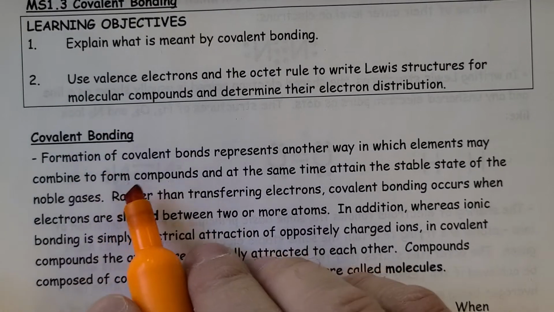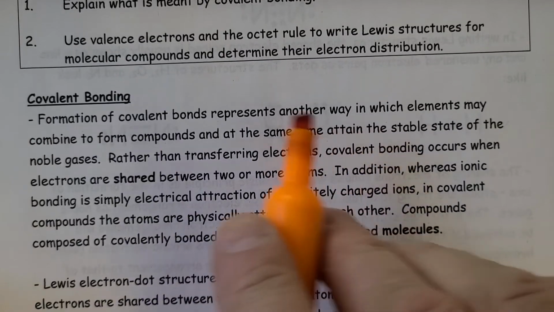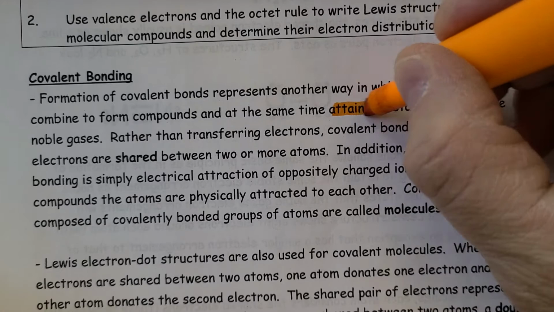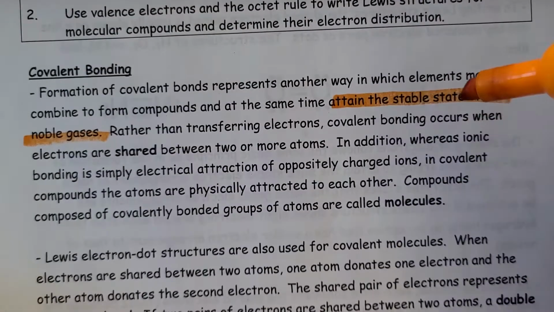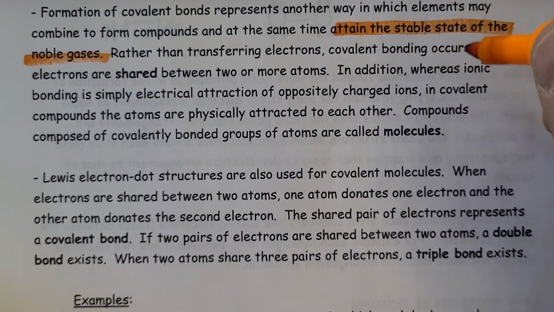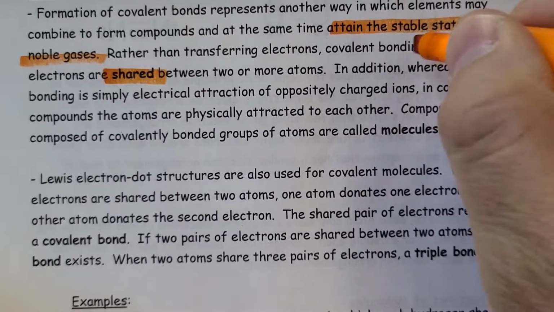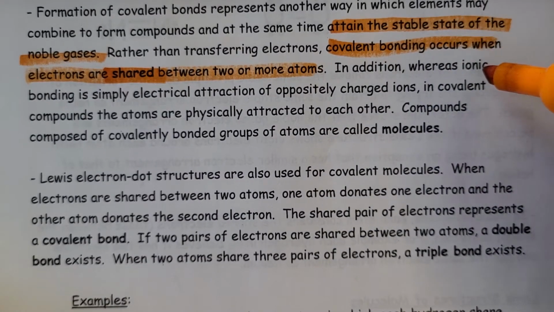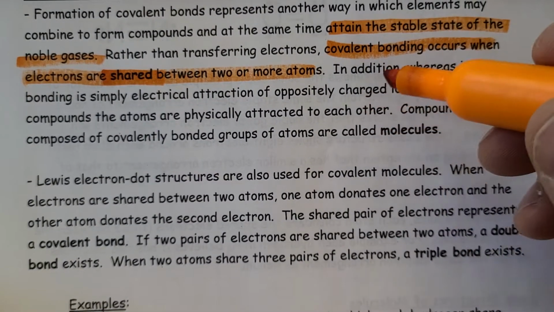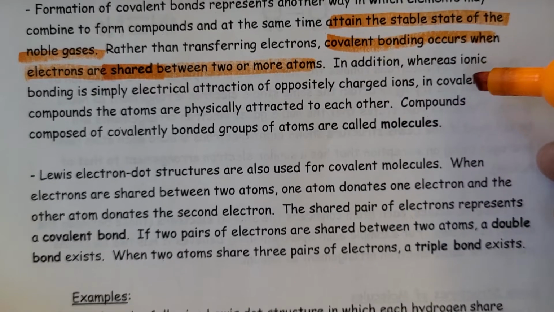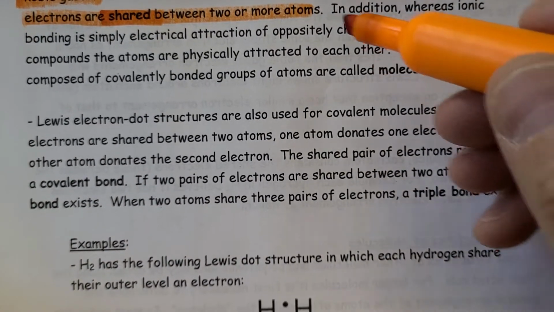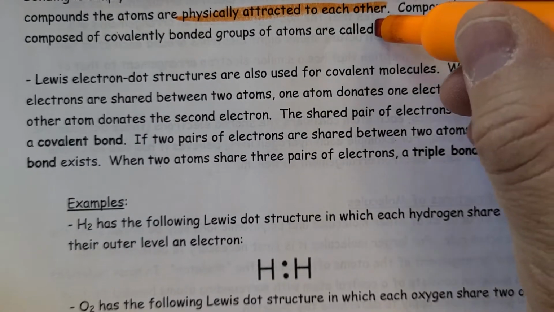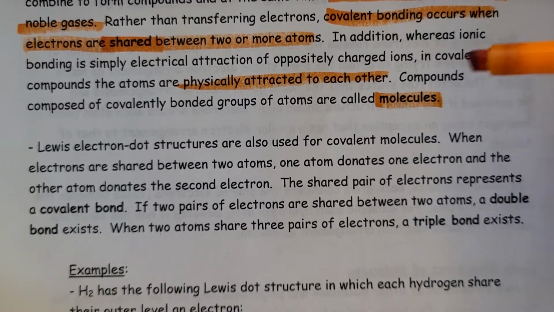So formation of covalent bonds represents another way in which elements may combine to form compounds and at the same time get that stable state that noble gases have. Rather than transferring electrons, covalent bonding occurs when electrons are shared between two or more atoms. In addition, whereas ionic bonding is simply electrical attraction of oppositely charged ions, in covalent compounds the atoms are physically attracted to each other. Compounds composed of covalent bonded groups are called molecules.